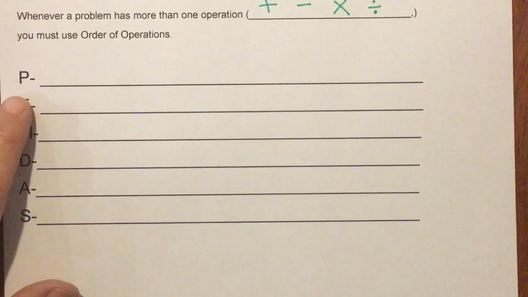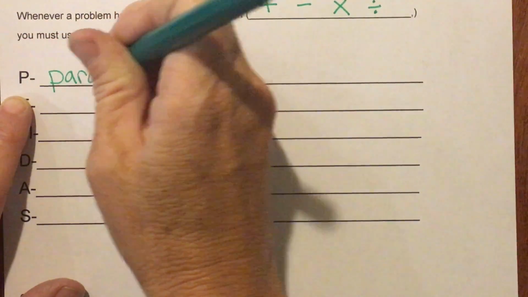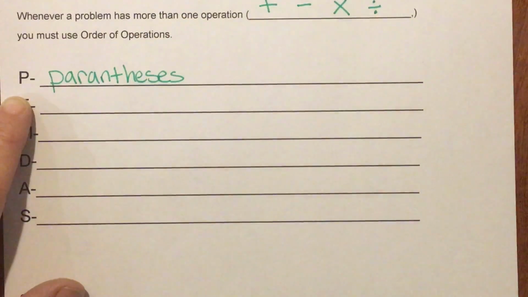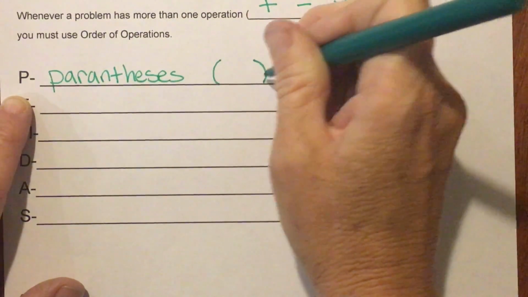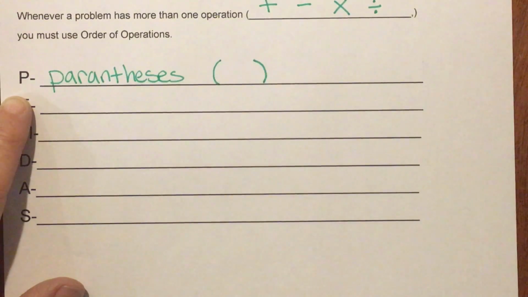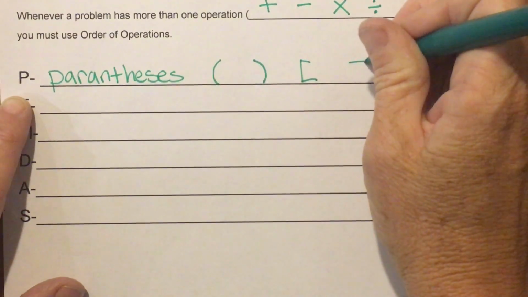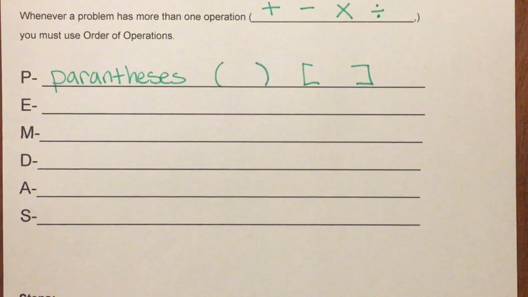So the first letter P stands for parentheses. You always need to solve everything in the parentheses first. And remember, parentheses look like this. So we solve what's inside the parentheses. Sometimes you'll even see some brackets, which remember we learned are part of the parenthesis family.